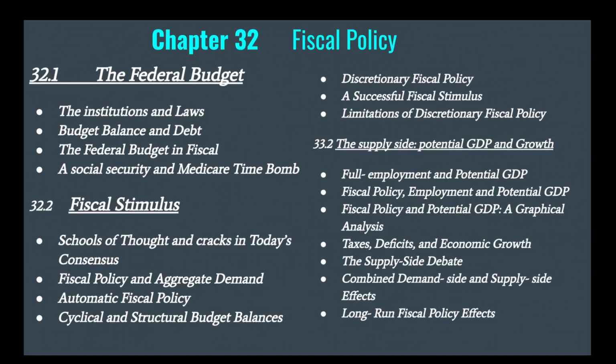Fiscal policy and aggregate demand. Automatic fiscal policy. Cyclical and structural budget balances. Discretionary fiscal policy. A successful fiscal stimulus. Limitations of discretionary fiscal policy.